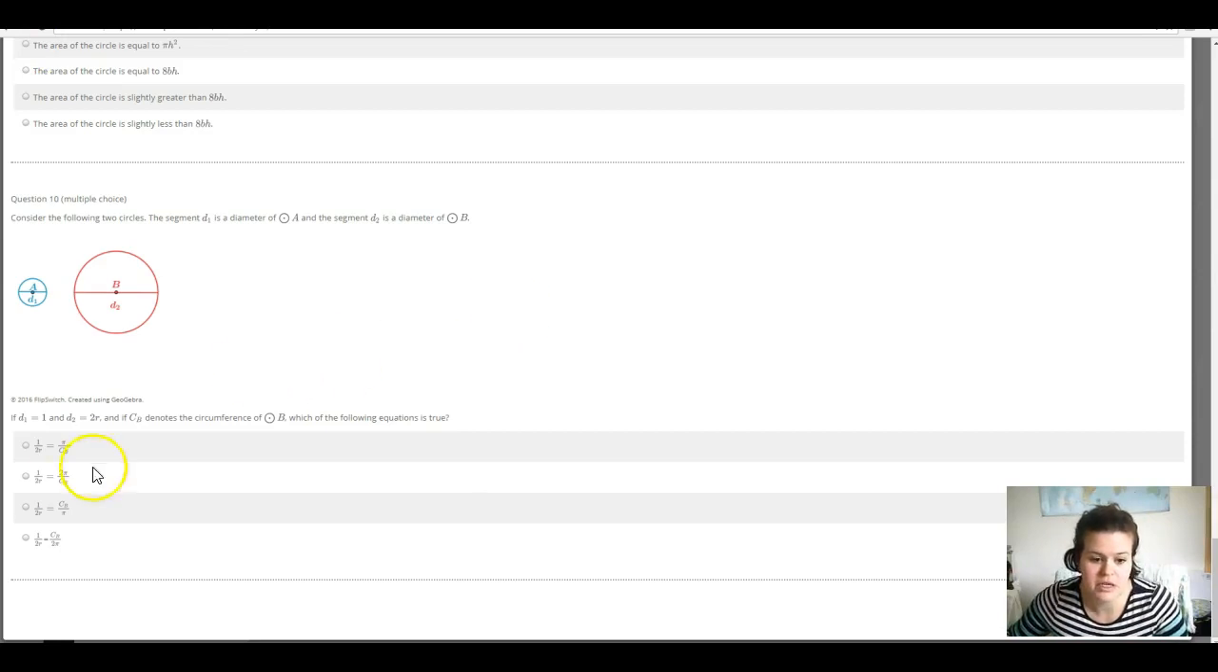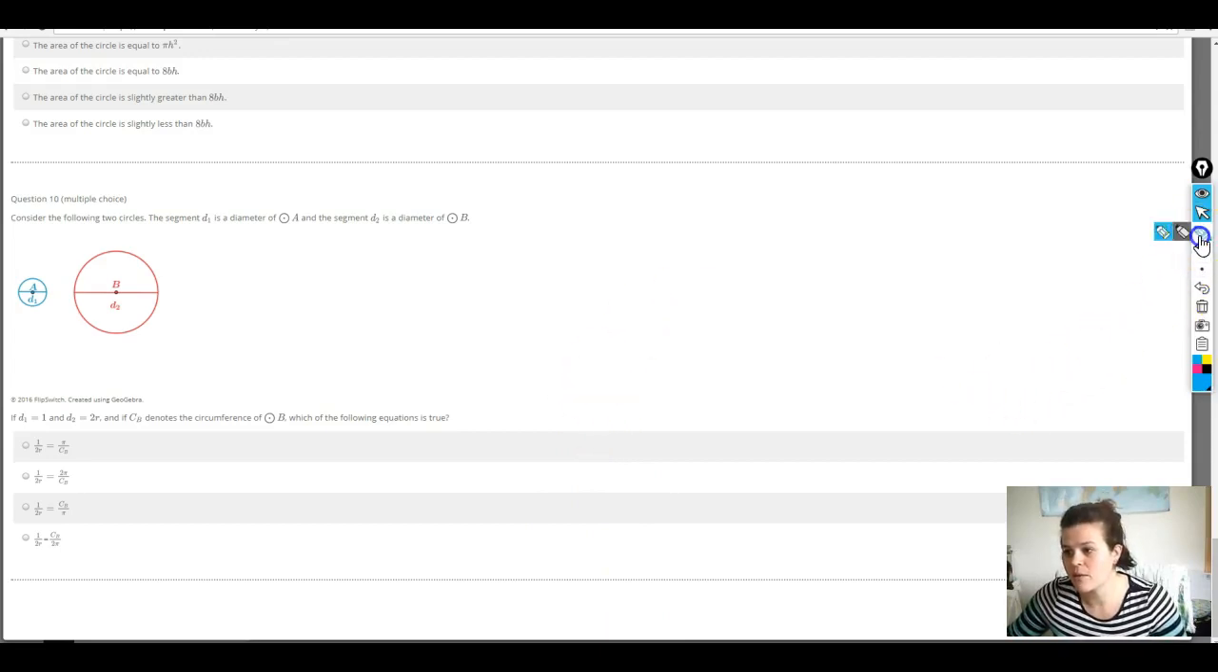So the first thing I'm noticing in all of these is that on the left-hand side, they have the ratio of diameter 1 compared to diameter 2. And I'm noticing in the right hand of every equality that the circumference of B is on that. So the first thing that I'm going to think of is to find what is the circumference of circle A.